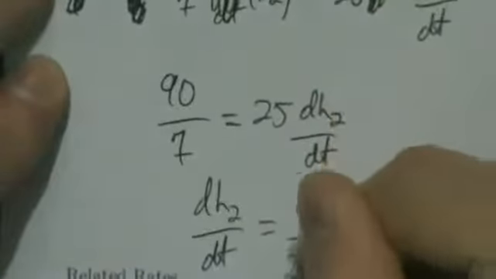A bunch of stuff up here. Let's see. 15 times 3 is 45, times 2 is 90. So we have 90/7 equals 25 dh2/dt. So now we can just divide both sides by 25, and then we're going to end up with dh2/dt equals 90/(25 times 7), which you can toss into a calculator or do mentally really quick. And anyway, that's going to be 18/35.